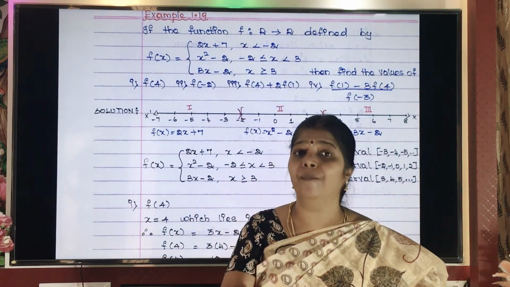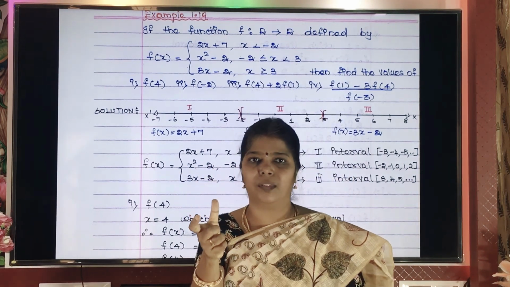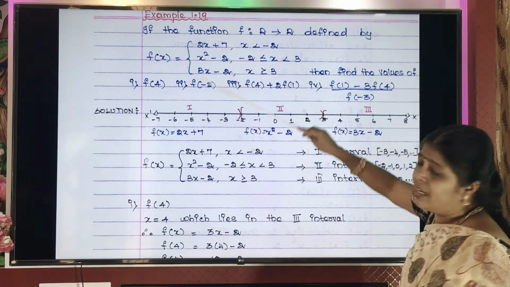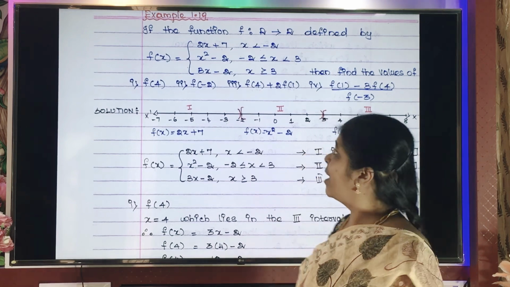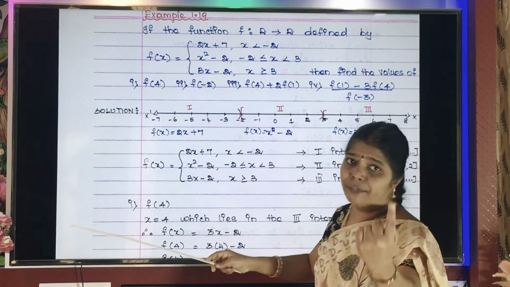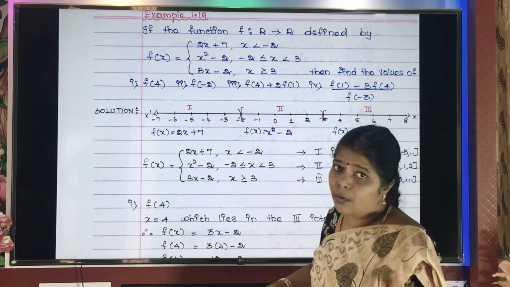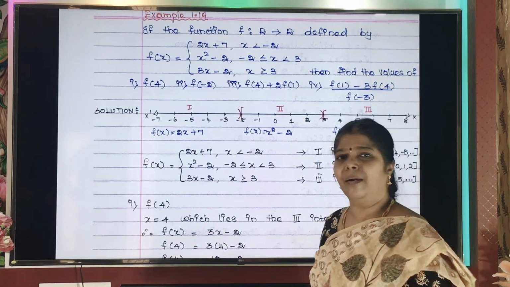Over question f of x க்கு ஒரே ஒரு condition அல்லது ஒரு rule தான் கொடுத்திருந்தாங்க. ஆனா see here how many they have given? They have given 3 times. What are they? F of x is 2x plus 7 is one function. F of x is x squared minus 2 is another one. And f of x is 3x minus 2 is another one.